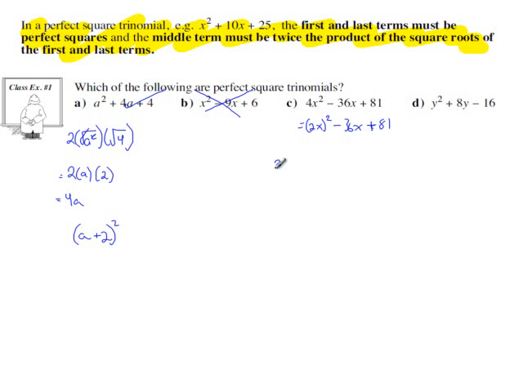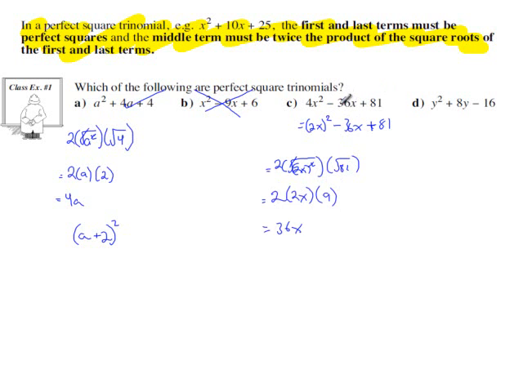Second one, if I do 2 times the square root of 4x squared times the square root of 81, you should get the same number as the middle term has. So the square root sign and the squared sign cancel each other out. You're left with just 2x. And the square root of 81 is 9. So 2 times 2x times 9 is 36x. So it's the same number as your middle term.